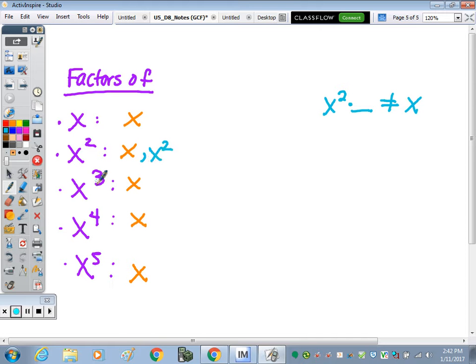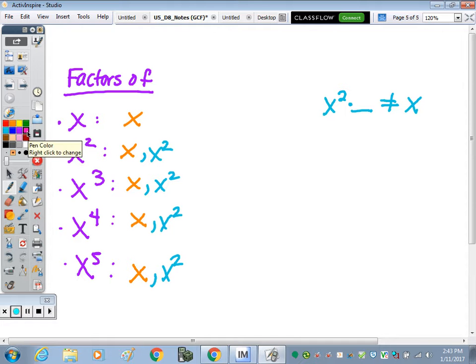Is x squared a factor of x squared? Is it a factor of all these below? Well, here, what is x squared times x? X cubed. So it's a factor of that. Can you multiply x squared times anything to get x to the 4th? Times x squared. And then x squared times what gives you x to the 5th? So it is a factor.